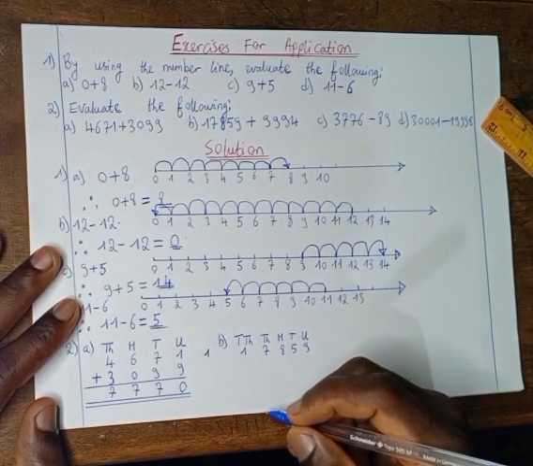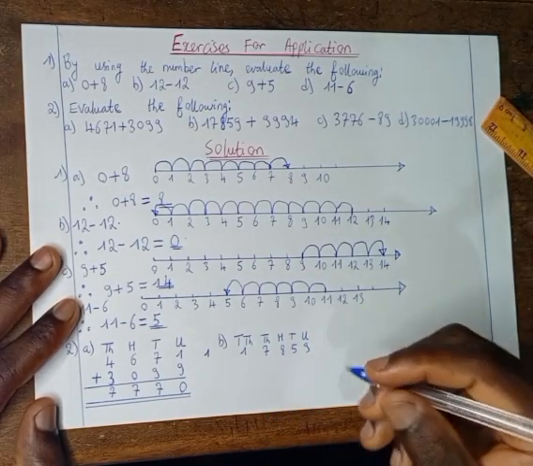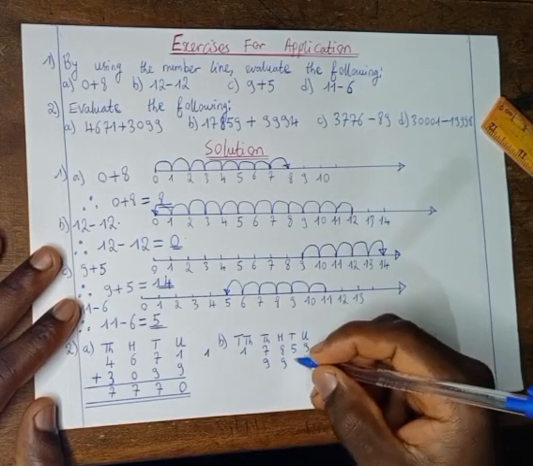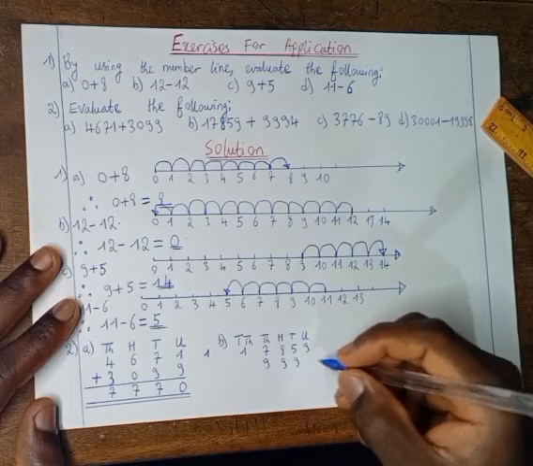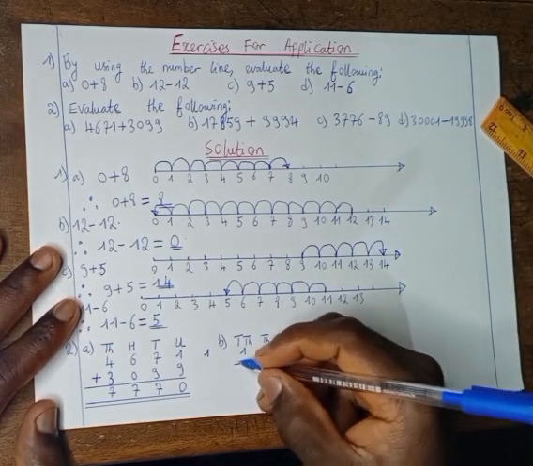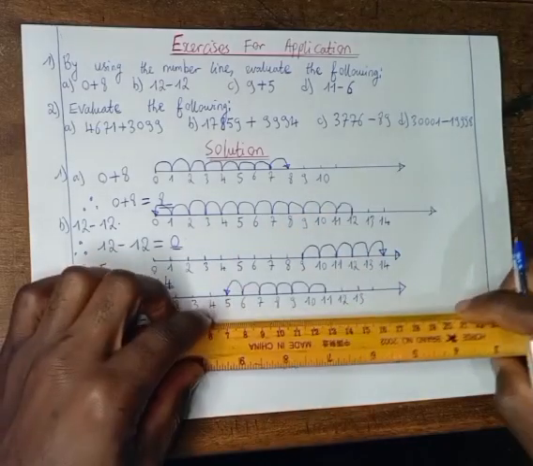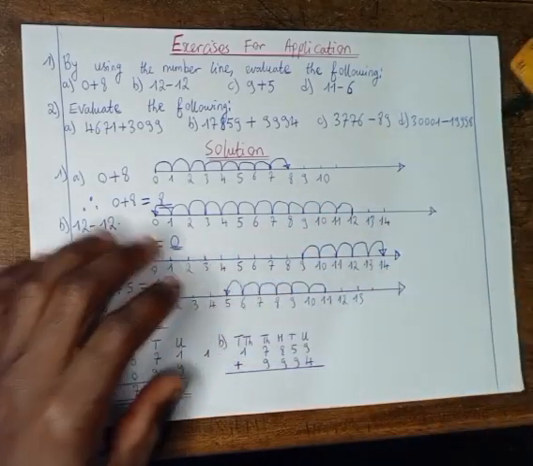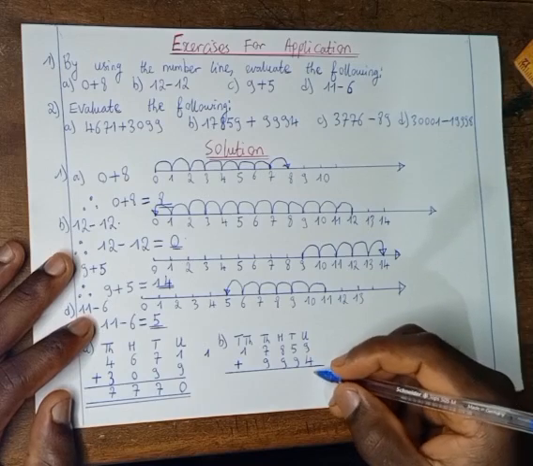In the second number, we have 9,994. The first 9 will be under 7, second under 8, third under 5, and lastly 4 under 9. Then we put the addition sign. Then we draw our line. 9 plus 4 gives us 13.